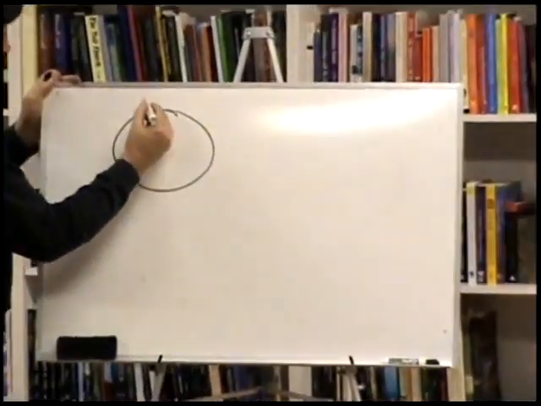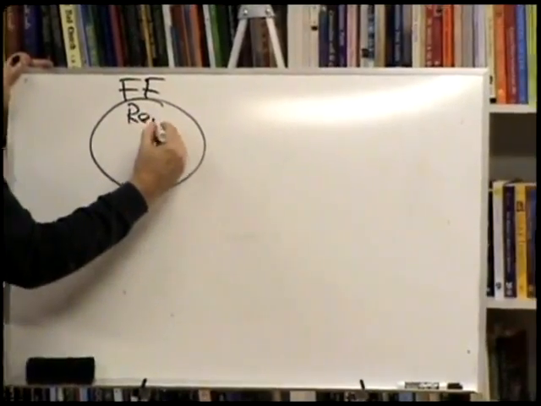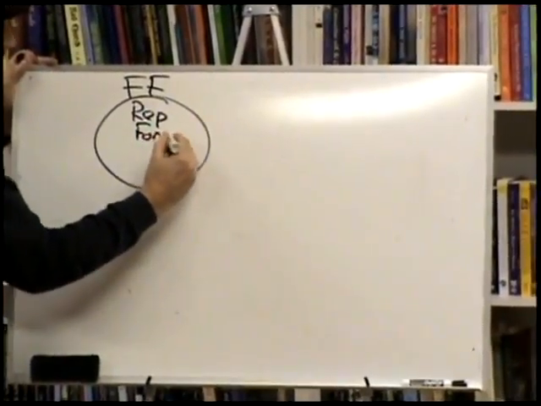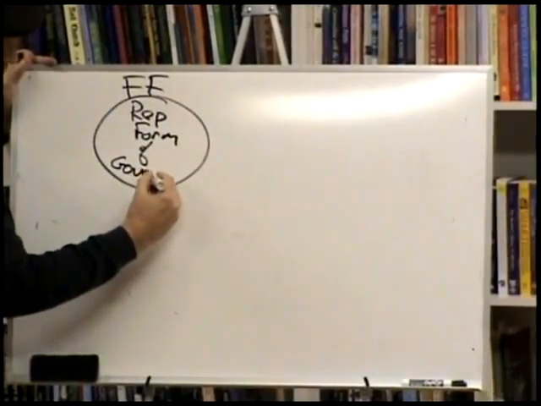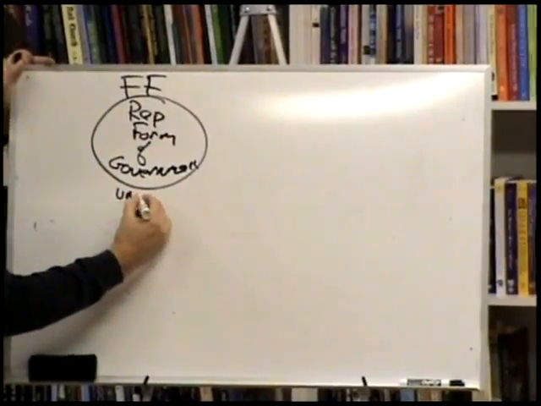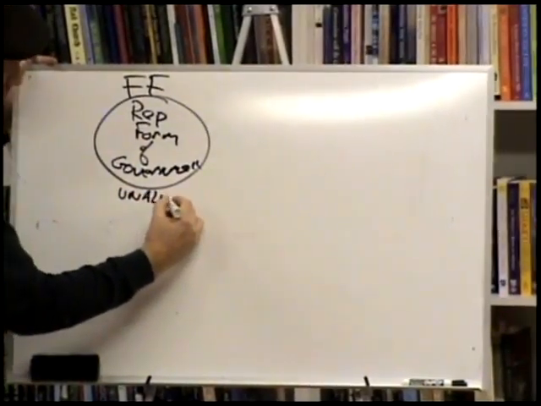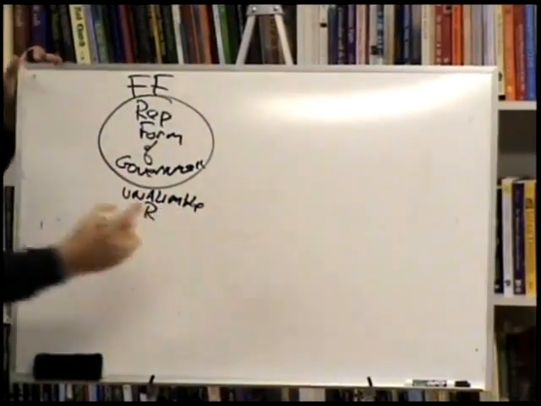Here's the Founding Fathers' Republican form of government. Okay? That's where the unalienable rights are given by God.